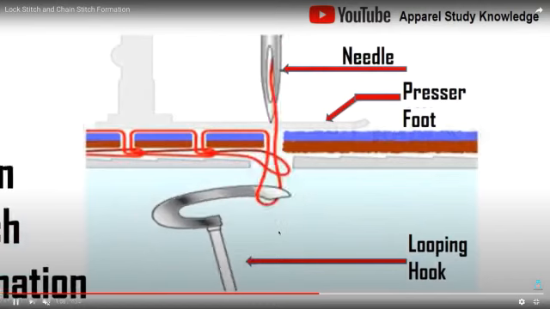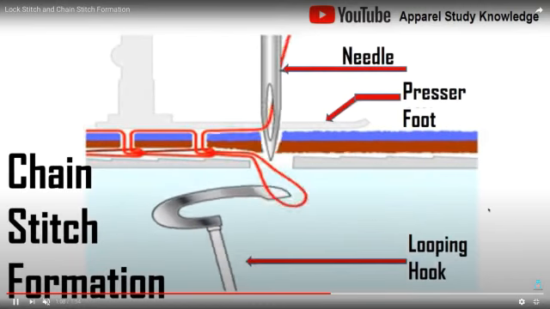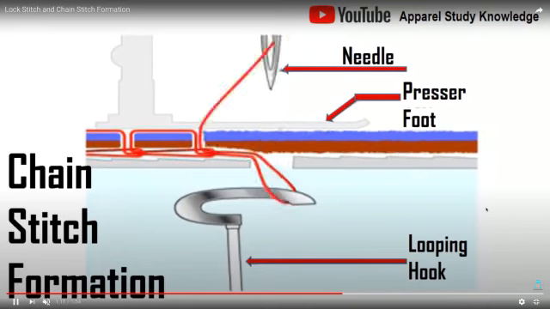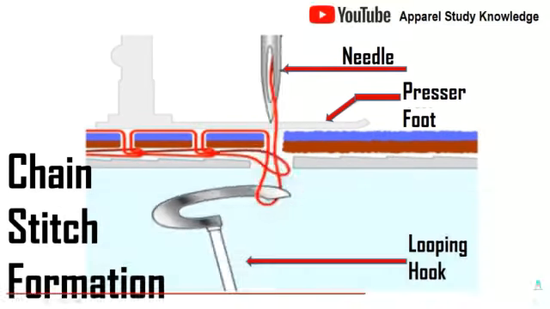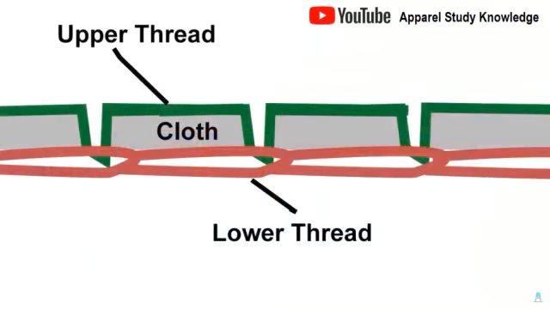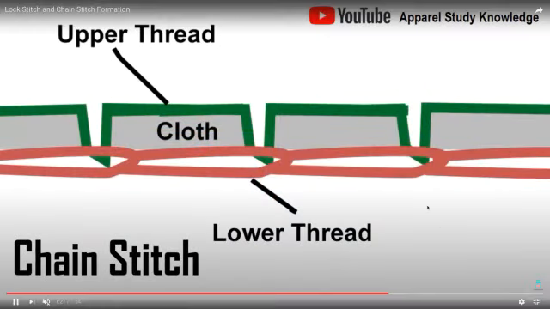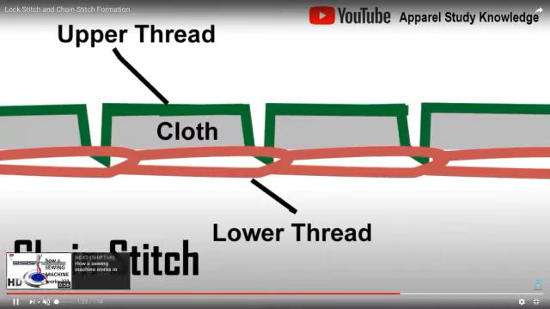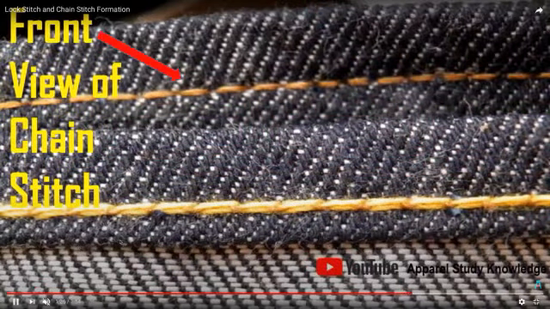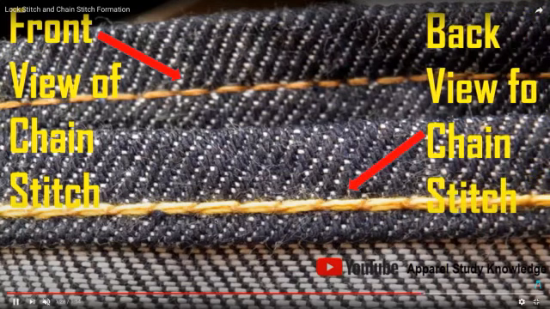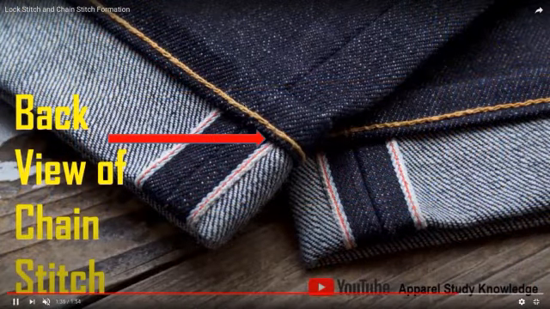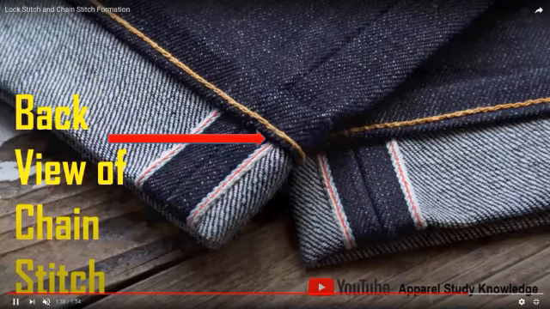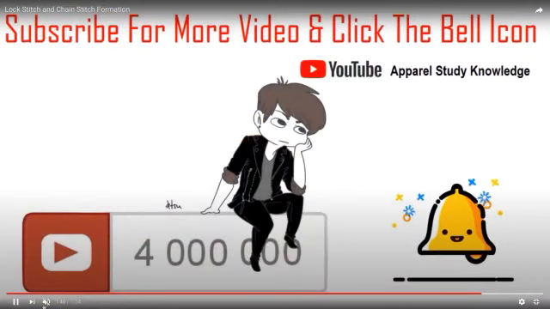How is the chain stitch formed? This animation is showing how the chain stitch is formed. You can see here that a single thread is being used. This is representing the class 100 single thread chain stitch. If we see the appearance on the face and the back side, we have an appearance similar to the lock stitch on the face side, but on the back side we will have a chain of this kind.